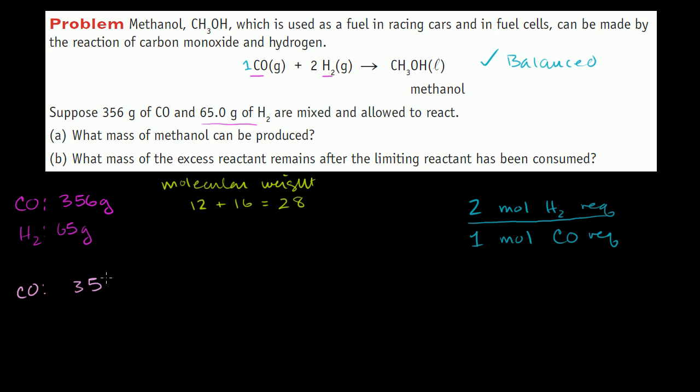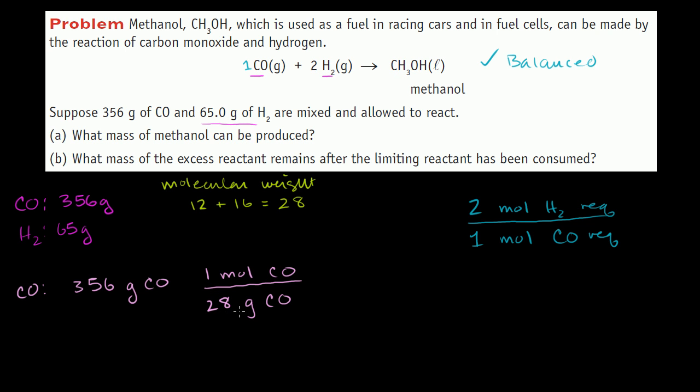So we have 356 grams of carbon monoxide, and we want to write this in terms of how many moles of carbon monoxide we have. So 1 mole of carbon monoxide has how many grams? Well, its molecular weight is 28. So if we have a mole, that 6.022 times 10 to the 23rd molecules of carbon monoxide, that's going to weigh 28 grams. So 1 mole per every 28 grams.